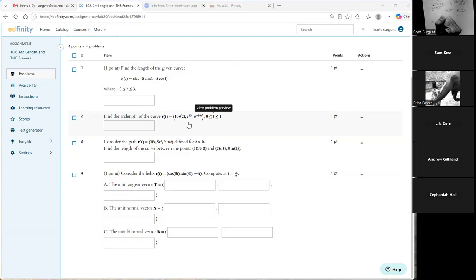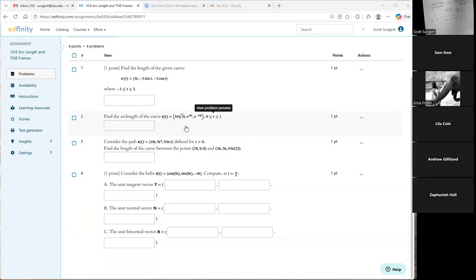So this is number 2 on 10.8. The function is 18t, 9t squared, and then we have 9 ln t. And we're doing this between 18, 9, 0, so we just have to infer what that would be. That would be t is 1. And then 36, 36, 9 ln 2, that would be when t is 2. All right, so we're just simply trying to find the arc length of this integral right here.